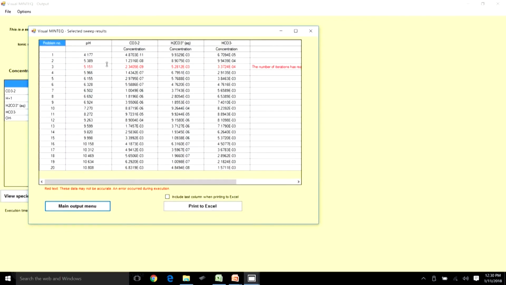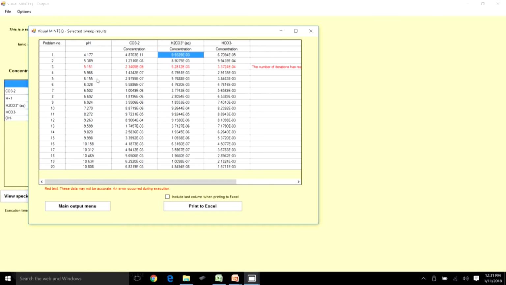Right, now we have the relevant results. We have a change from 4.1 to 10.8, and we should be able to capture all these results here, right. So let us look at the change. At 4.1, as we expect, everything will be in the form of H2CO3. So 9.9 into 10 power minus 3, what does that mean? It is almost equal to 10 power minus 2. Our initial concentration of the CO3 total was 10 power minus 2, and you see H2CO3 aqueous is itself 9.9 into 10 power minus 3.